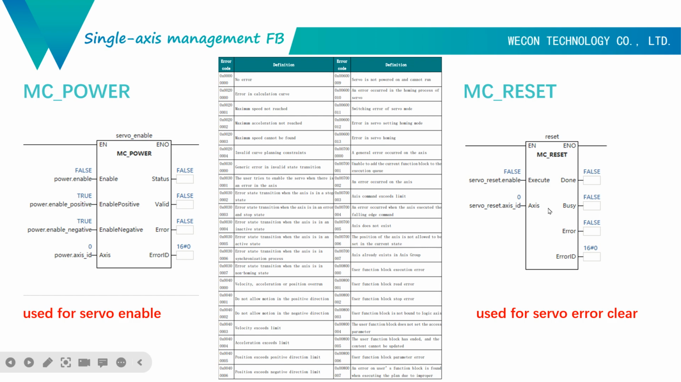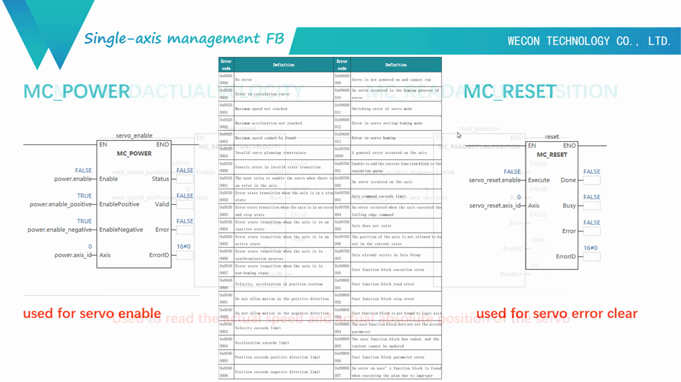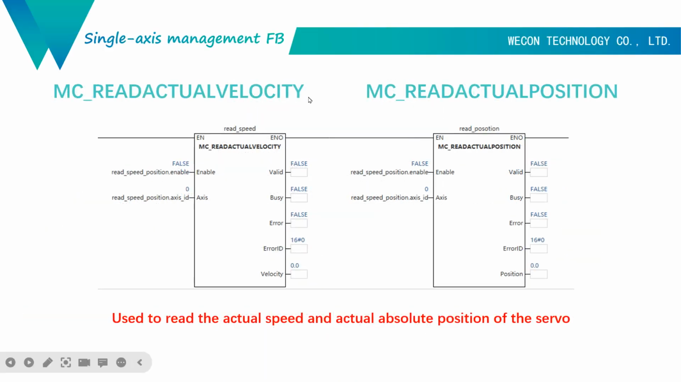Here is axis ID, and this is execute. These two function blocks are used to read the speed and the absolute position of our servo. It's easy to understand. We can see we just need to bind the axis to this function block and enable this input. Then we could check the speed and the position on the output side.